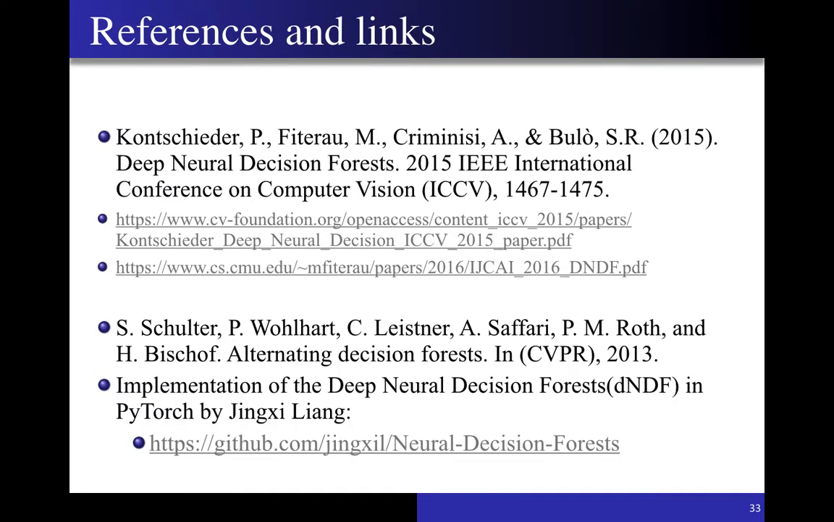Here are the references and links to some papers. This is the paper which was discussed today, and here is a link to a GitHub repository by Liang. This is an implementation of deep neural decision forest in Python.